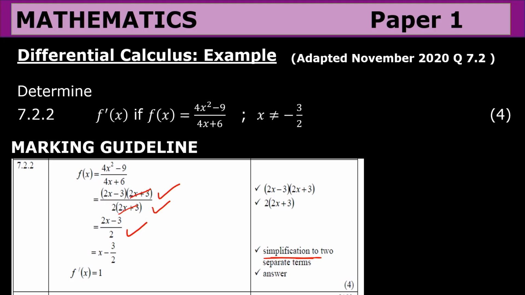And that is what we have there. And then after that, we are going to get a mark for the simplification of the two separate terms. And after that, we're going to get a mark for our answer, because after we've simplified everything into those two separate terms, then we can do the derivative that is asked for, and the answer there is going to be that 1.